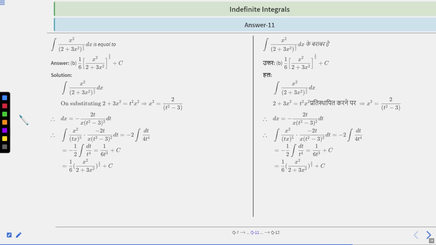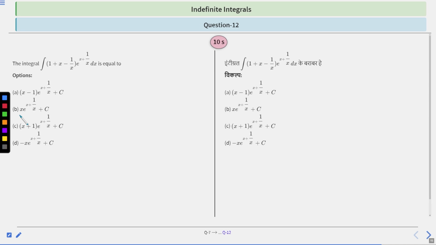So let's move to the next question. Question number 12, which is the integral of (1 plus x minus 1 by x) into e to the power x plus 1 by x dx is equal to. Right, so the hint of this question is this.